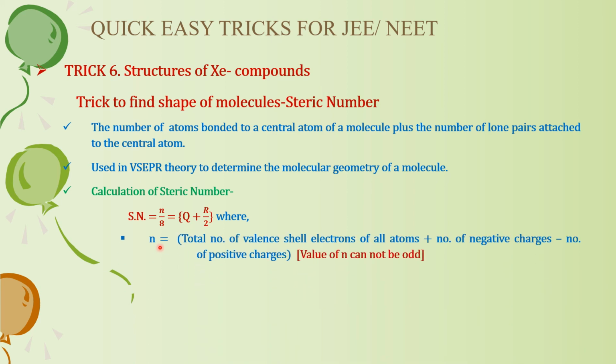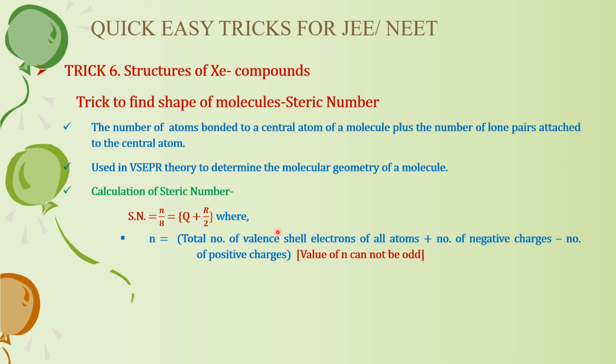First, what is n? n is the total number of valence shell electrons of all atoms, plus the number of negative charges, minus the number of positive charges. Negative charges apply when we have an anion, and positive charges when we have a cation. If it is a neutral molecule, you just total the valence electrons of all the atoms. Here the value of n cannot be odd. If it is odd, you will have to use my second trick, given in tricks to hybridization in my chemical bonding playlist.